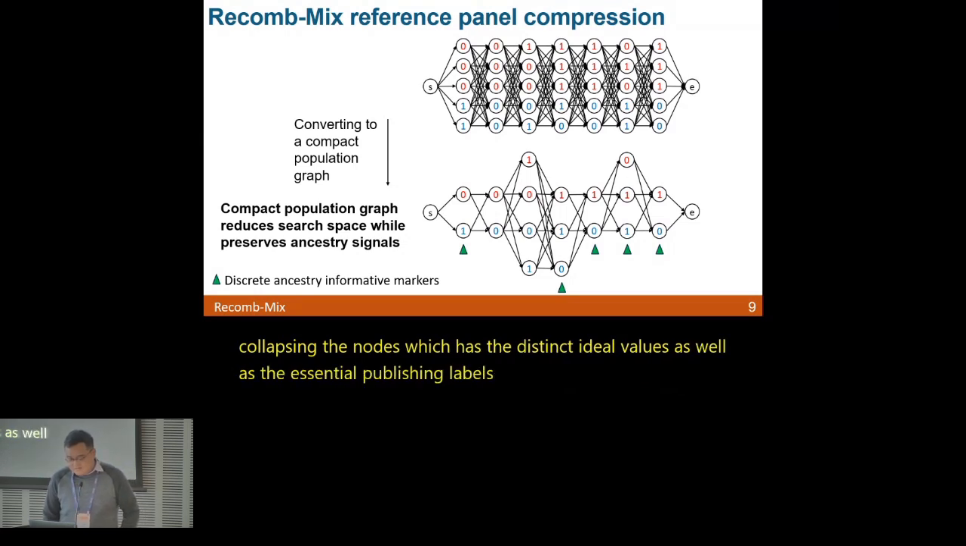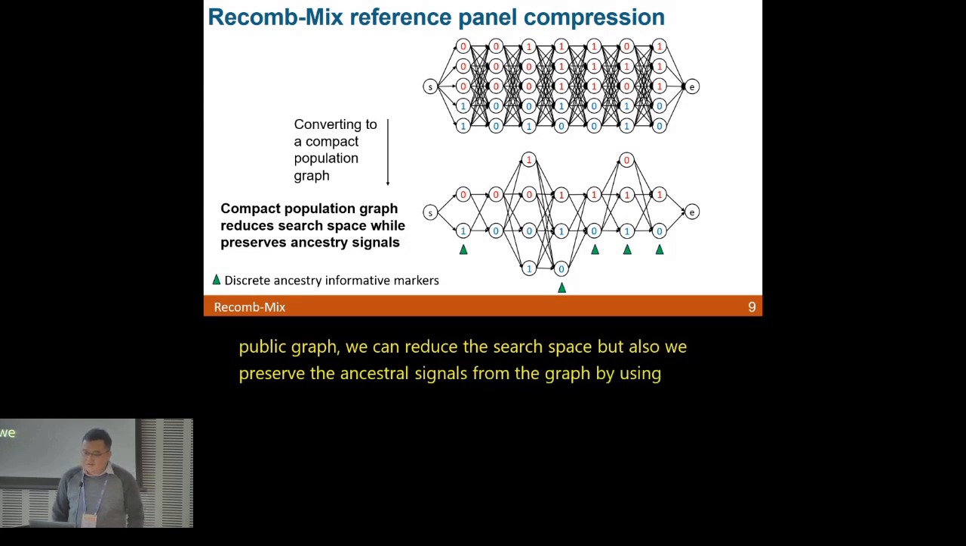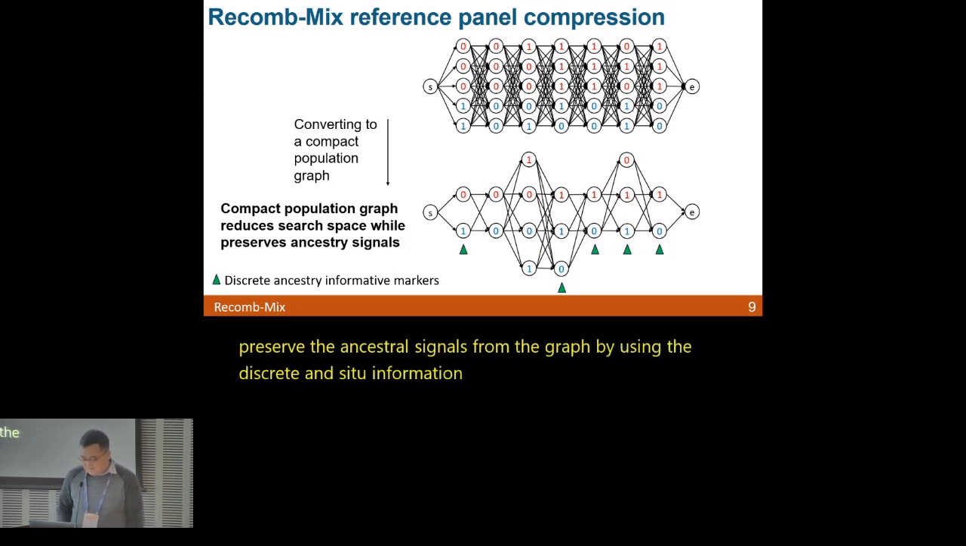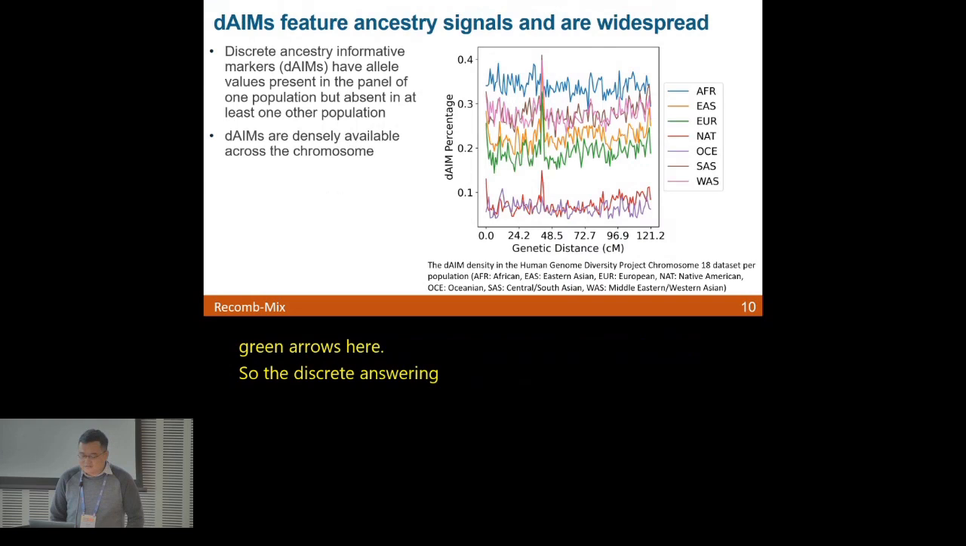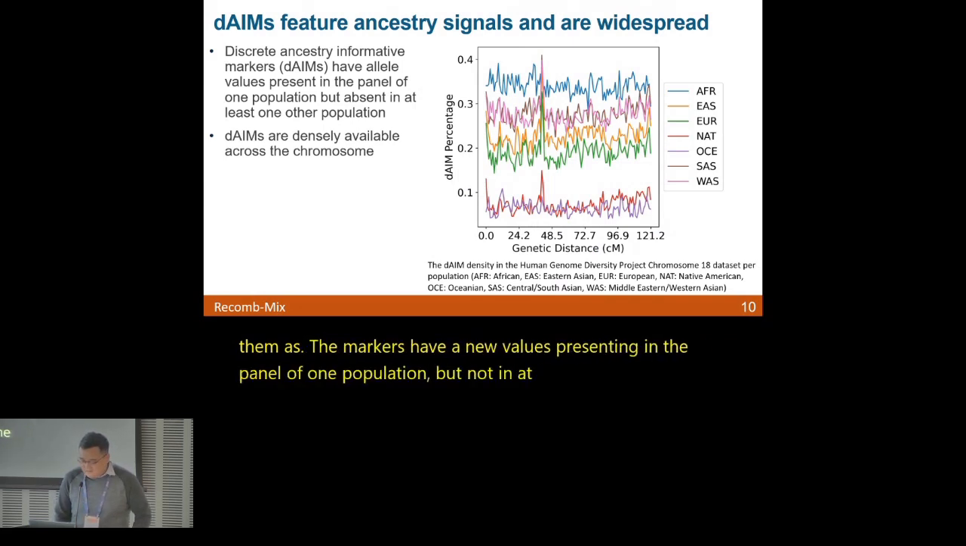Using the compact population graph, we can reduce the search space, but we also preserve the ancestral signals from the graph by using the discrete ancestral informative markers, shown as the green arrows here. The discrete ancestral informative markers, or DAMs, we define as markers whose allele values are present in the panel of one population, but not in at least one other population.